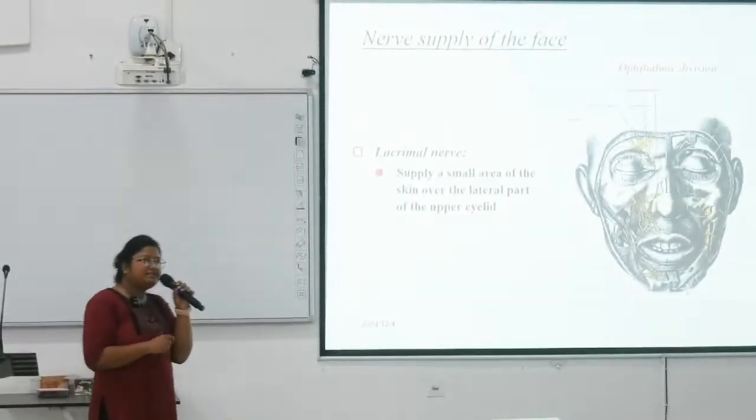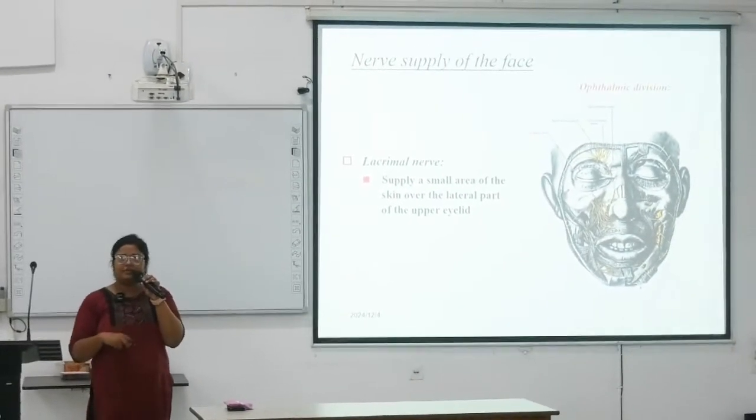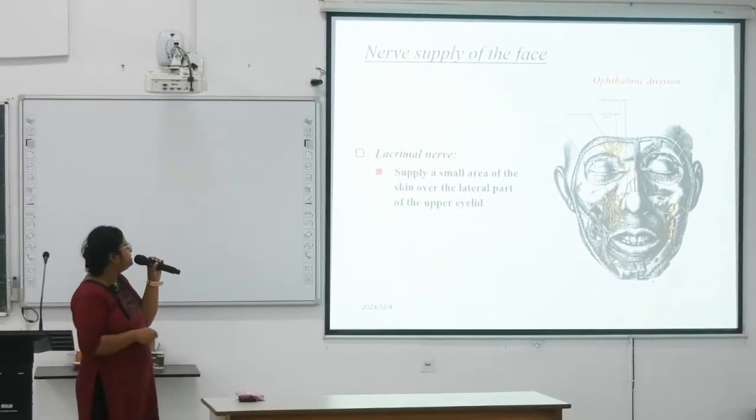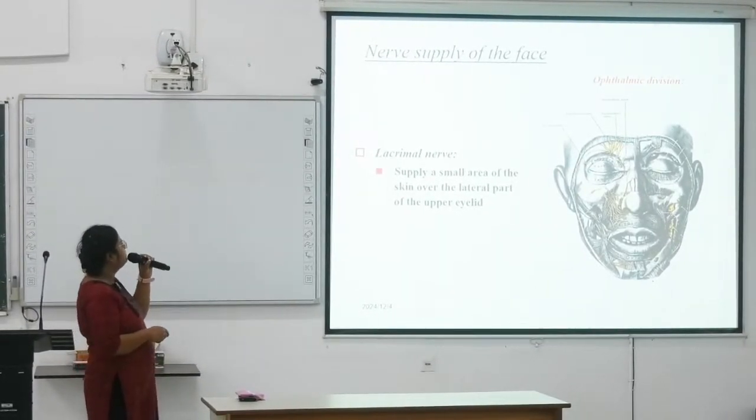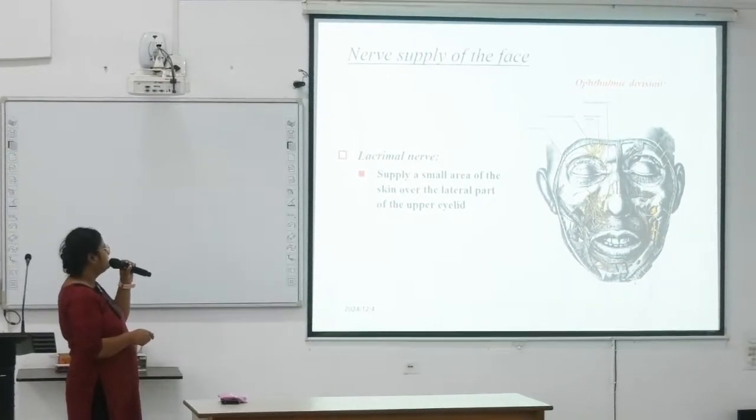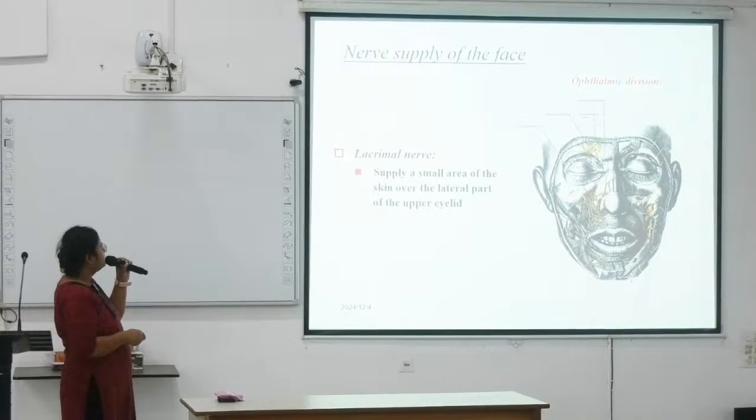So now we will discuss the 5 branches of the ophthalmic division. First is the lacrimal nerve. It supplies a small area of the skin over the lateral part of the lower eyelid. Here lies the lacrimal nerve.